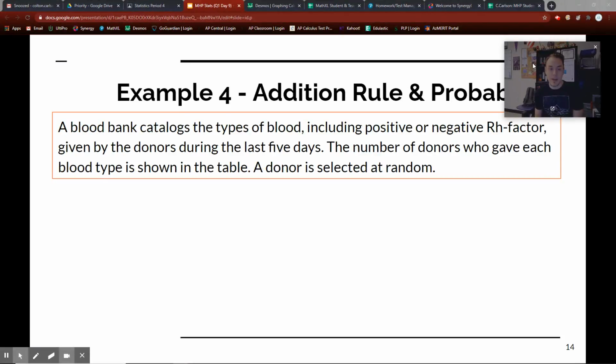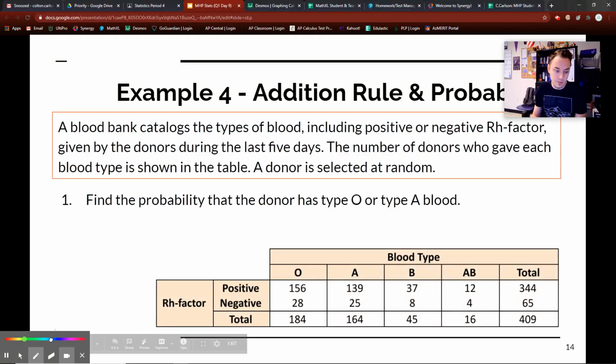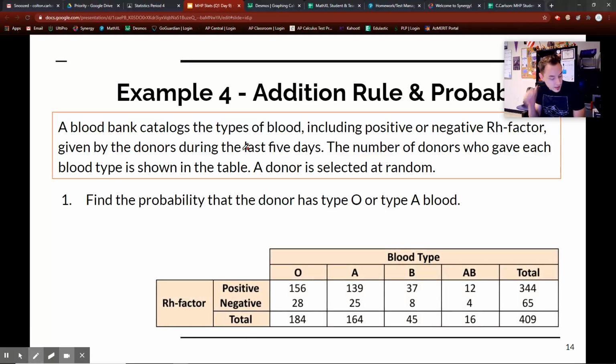Example 4. A blood bank catalogs the types of blood, including positive and negative Rh factors, given by the donors during the last 5 days. The number of donors who gave each blood type is shown in the table. So a donor is selected at random. Let's go to town and see what this means. So first of all, this is the table that you have right here. I give you that whole table if you're following along in the notes.